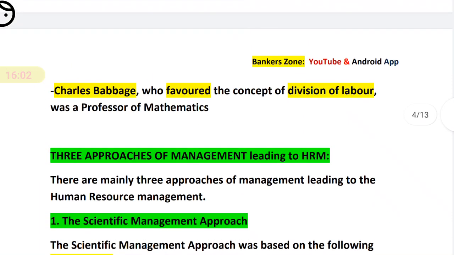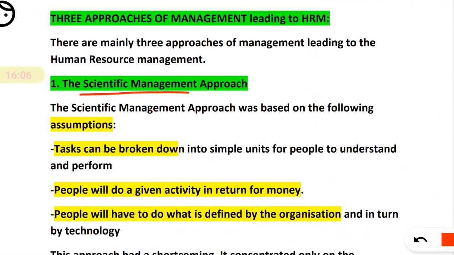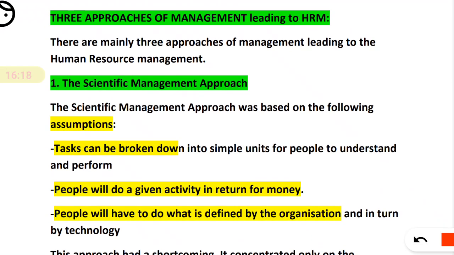Here I have just told, which was favored by Charles Babbage. Remember, the scientific management approach was favored by Charles Babbage and popularized by Adam Smith. Okay, so see, this is the very first approach which led to HRM. We will discuss three approaches to management.